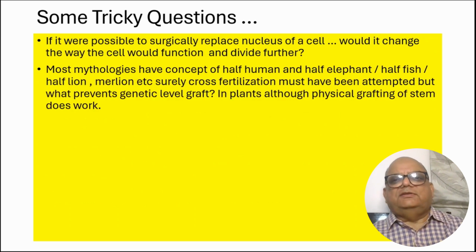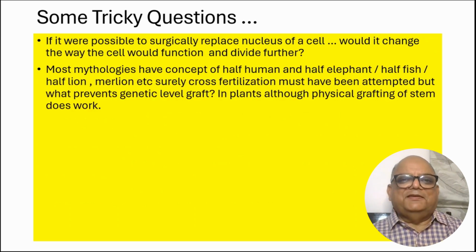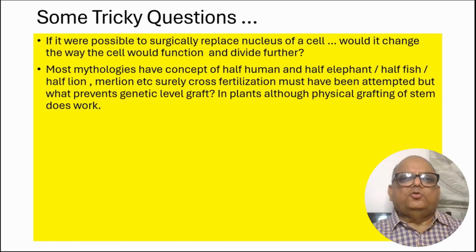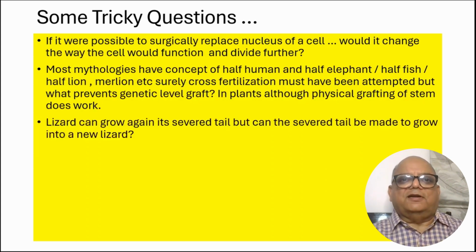And in most mythologies, we have the concept of half human, half elephant, half fish, half lion, etc. Nursing avatar and stuff like that. Merlion in Singapore, for example. Surely people may have attempted cross fertilization between animal species, but obviously it has not worked out at the genetic level. Although in the simpler plant kingdom, it is possible to do grafting at the stem and have some hybrid species grown like that. But through genetics, it is not known to work.